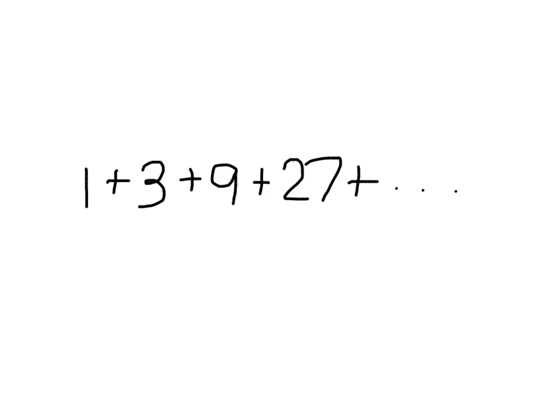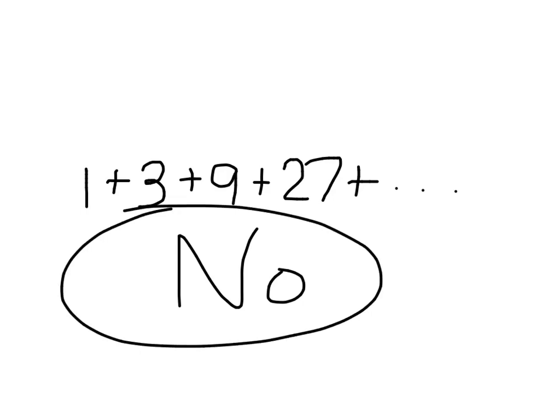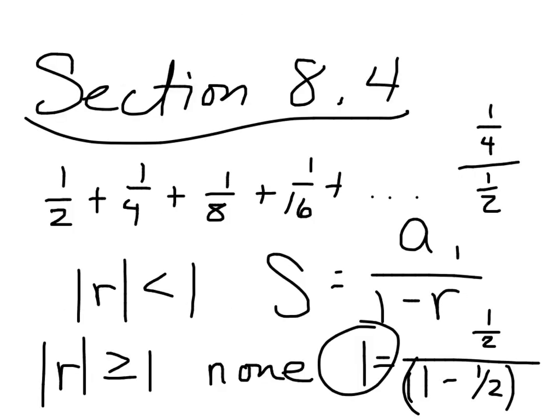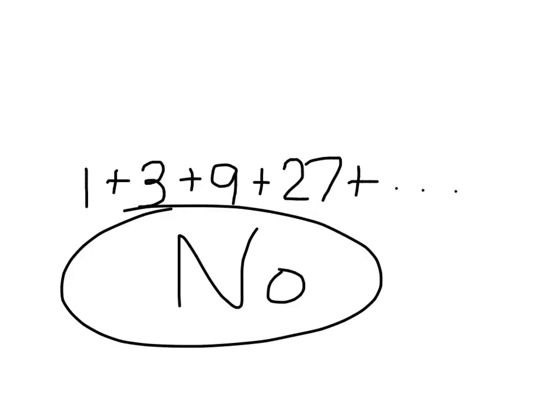Okay, first of all, what's the ratio? 3. Is 3 less than 1? No. So what's the sum? There is none. Why? Because the ratio is bigger than 1. That's what I put on this slide right here. I don't know if you guys were paying attention, where it says the absolute value, if it's greater than or equal to 1, there is none. Okay?